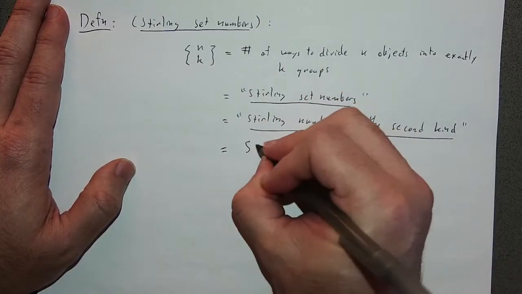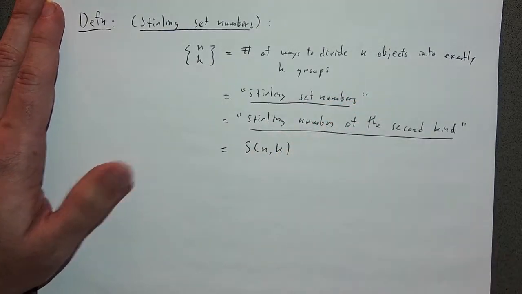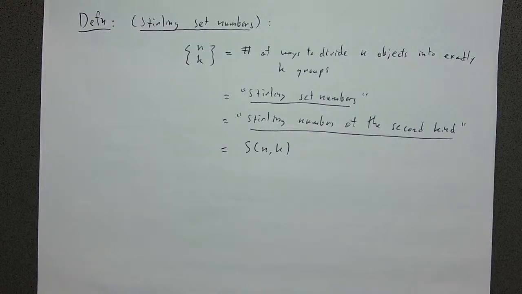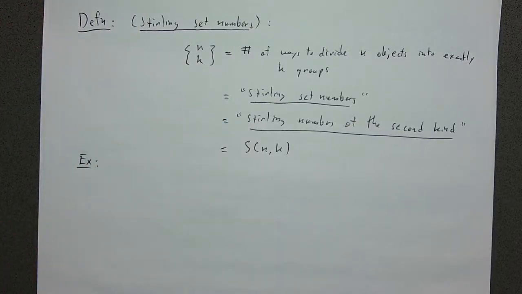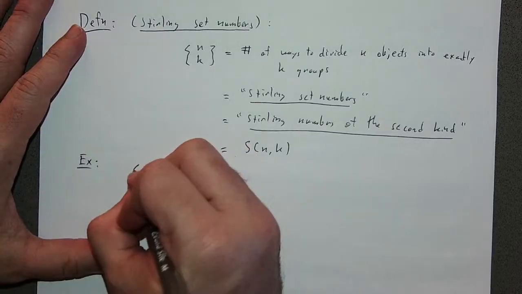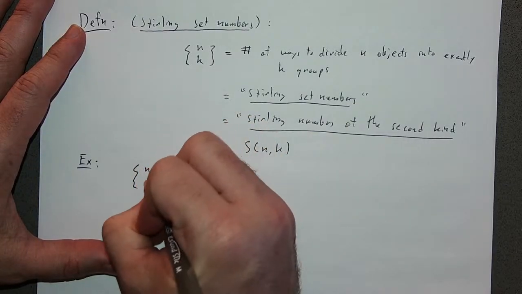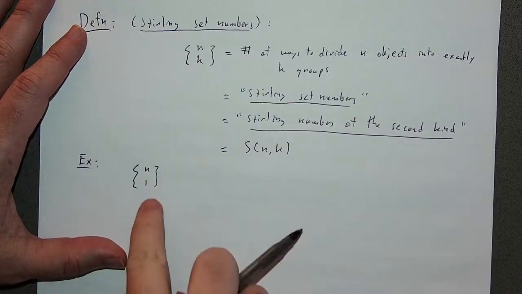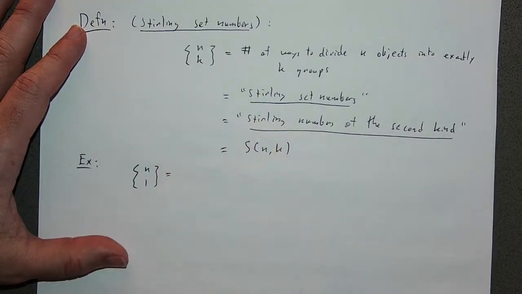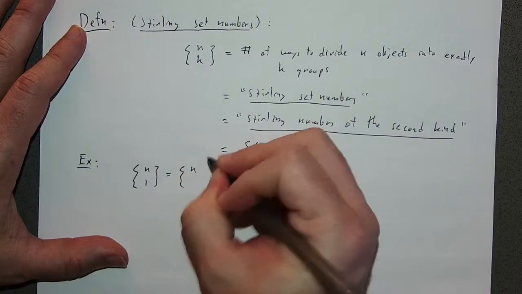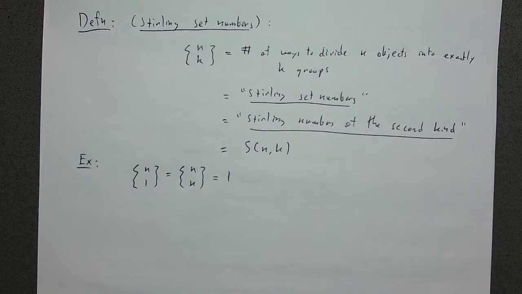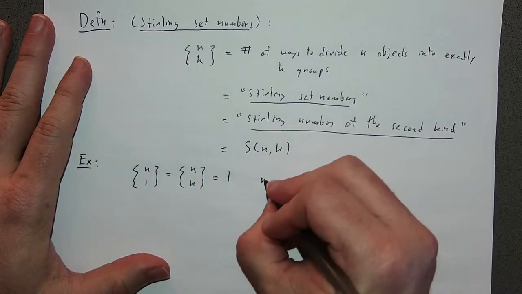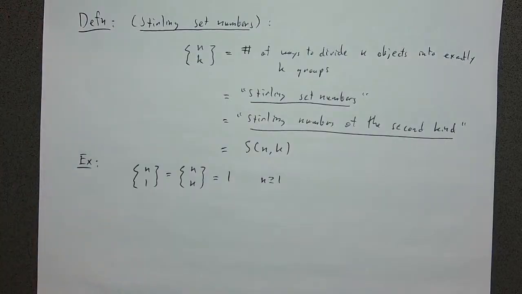You will see this oftentimes in the literature represented as S of n,k. That's fine as well. Let's, as we did with Stirling numbers of the first kind, compute a few of these. We've already seen that the number of ways to divide n objects into one group is the same as the number of ways to divide n objects into n groups, which is 1. There's just one way to do both of those things. This is true for all n greater than or equal to 1.